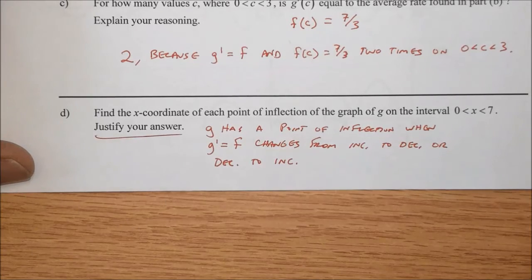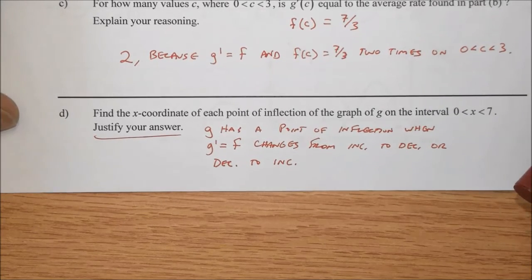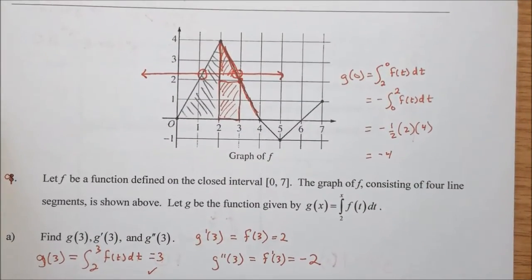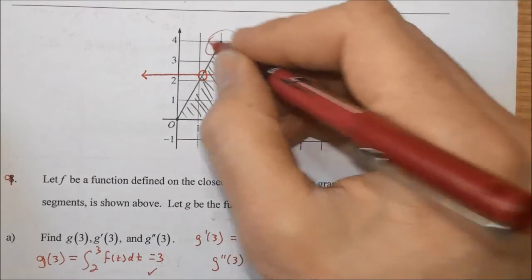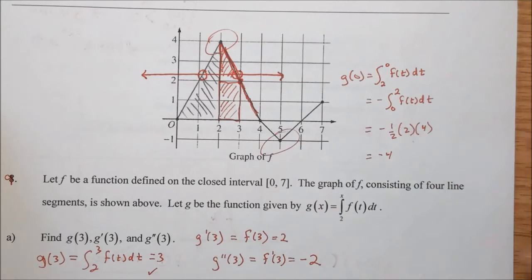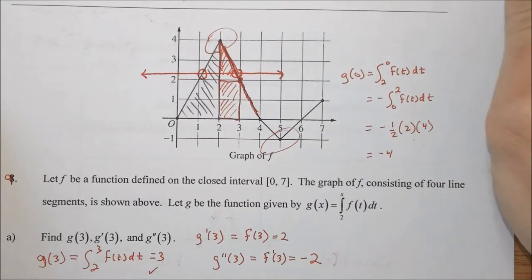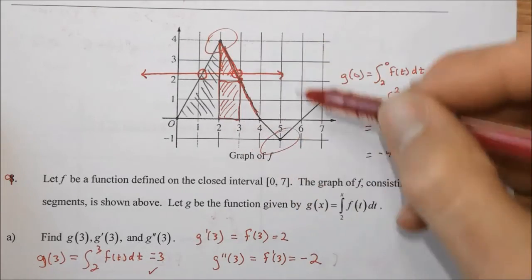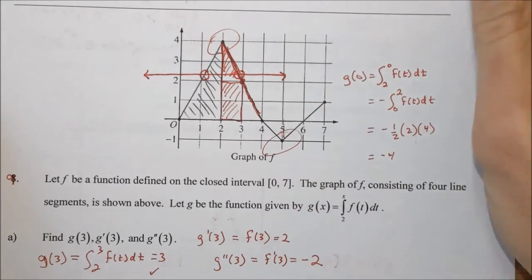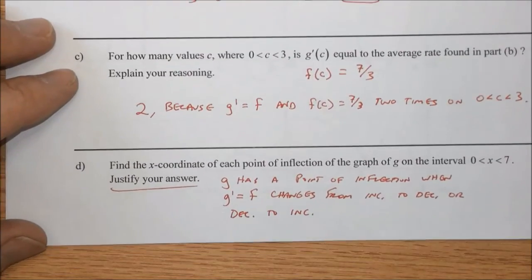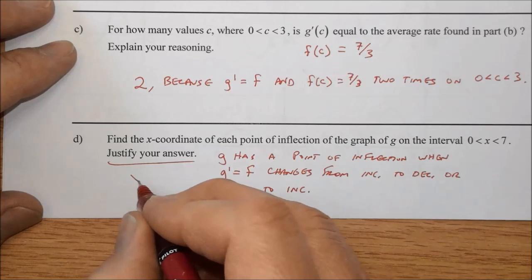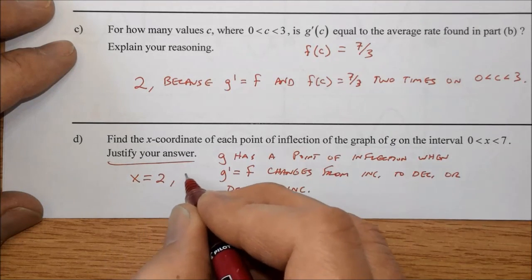So we've justified the answer, now we just have to get the answer. We're looking for relative extremes in our graph of the derivative. Here's our graph of the derivative. There's a relative max up there, and a relative min down there. So the x-coordinates are 2 and 5. Back to our region here. Find the x-coordinate of each point of inflection. X equals 2 and 5.